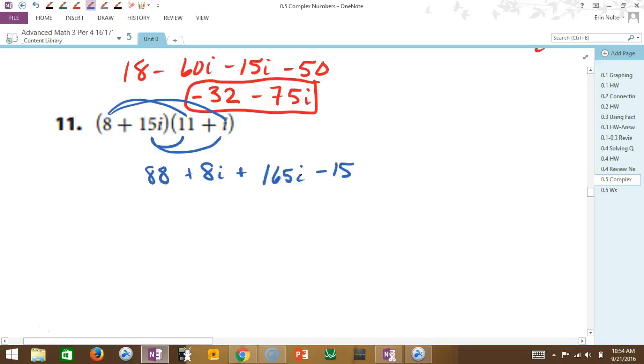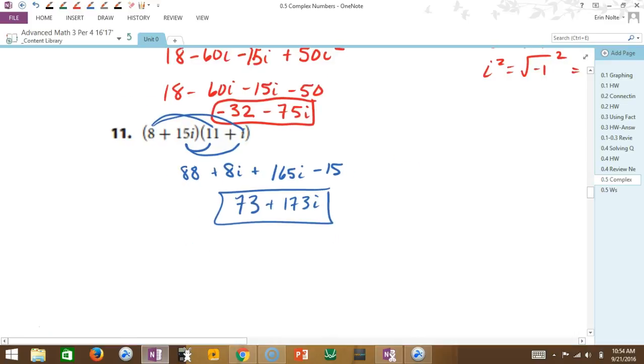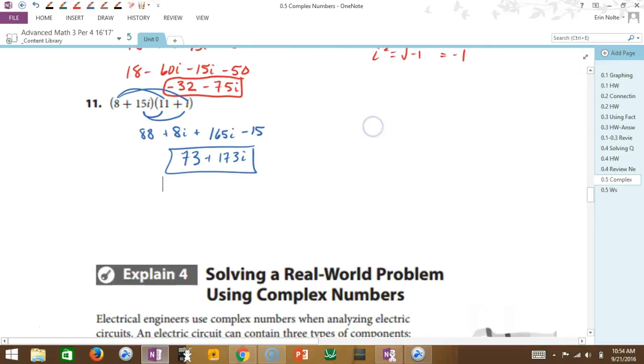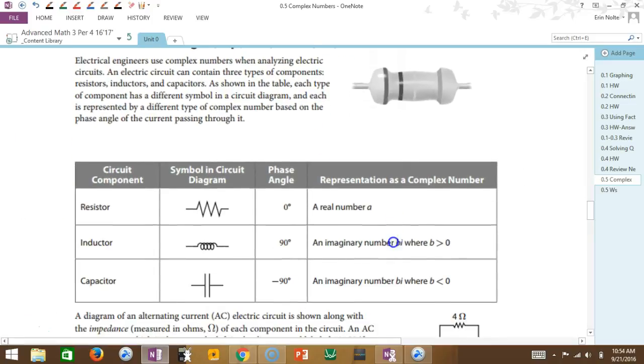Okay, so now if I combine my constant terms, I get how many reals? What is that? 73, and then 8i plus 165i is 173i. Not bad? Okay, so, working with i's, not bad. Pretty simple. So, I'm going to go ahead and skip this example.